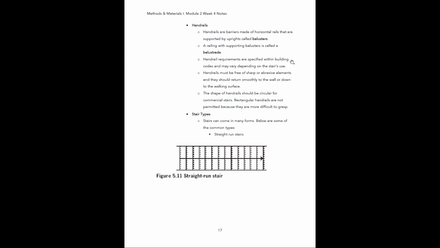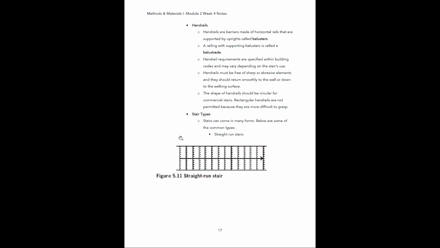Handrail requirements are specified within building codes and may vary depending on the stair's use, right? Just like all these other requirements, the codes are going to tell you what you need for a handrail depending on what it's being used for. Handrails must be free of sharp or abrasive elements, and they should return smoothly to the wall or downward to the walking surface. The shape of handrails should be circular for commercial stairs. Rectangular handrails are not permitted because they are more difficult to grasp.